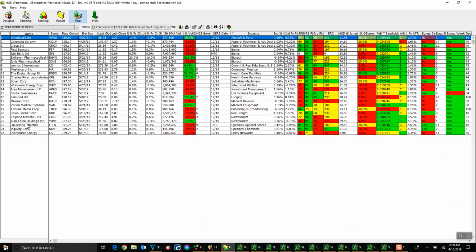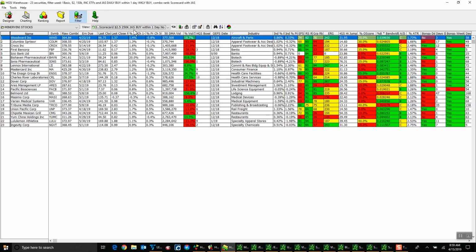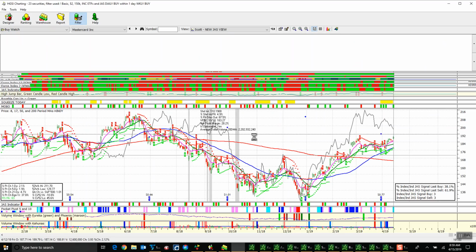Stocks, again, with a buy signal within 1 day, they're in a weekly buy. So these should be pullbacks in an uptrend. Look at MasterCard as an example. Clear uptrend and a pullback right below the PSAR dot could be setting up for another run. So on that note, let me just go back to my buy watch list, and I'll leave you there.